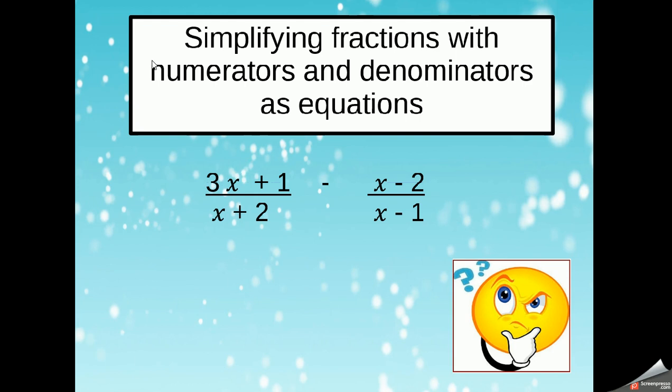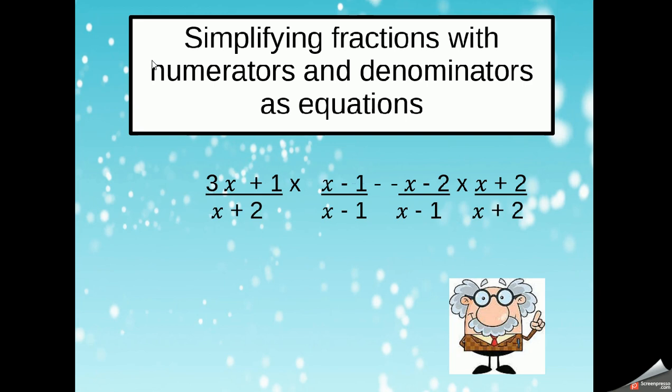Now, we don't want this to be two separate fractions. We want it all to be one formula over another formula. So how do we go about doing it? Well, if you remember with fractions, if the denominator is different, and here it's x plus 2 with one fraction and x minus 1 with the other one, then we used to multiply it by the denominator of the other fraction, with that denominator as the numerator and the denominator.